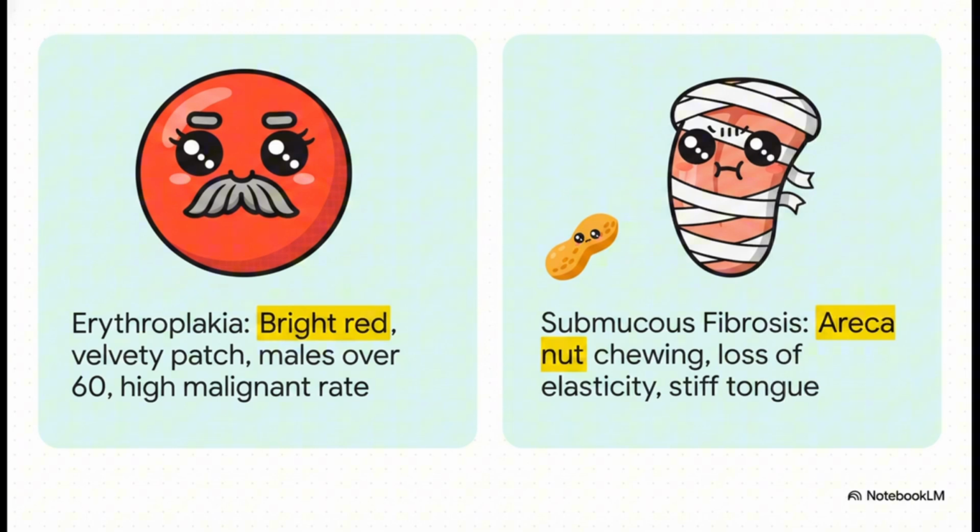Now, contrast that with oral submucous fibrosis. This condition is commonly seen in India and Asia and is heavily attributed to the frequent irritation from areca nut chewing or excessive spice consumption. The clinical hallmark here, a total loss of tissue elasticity. It leads to stiff tongue movement and a severe limitation in how wide the patient can open their mouth.